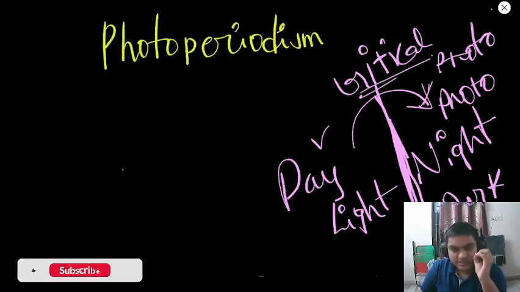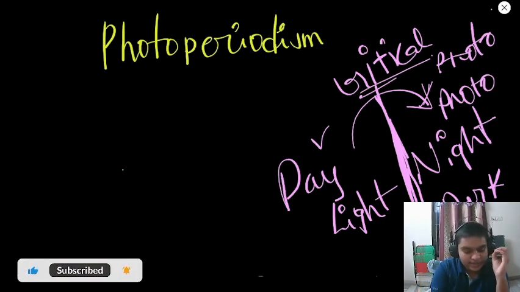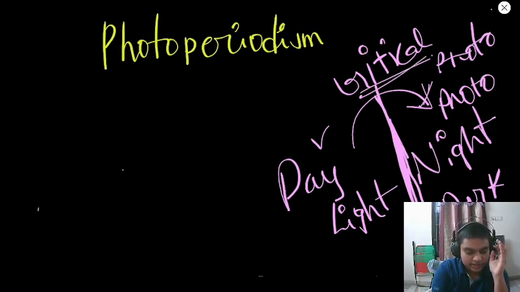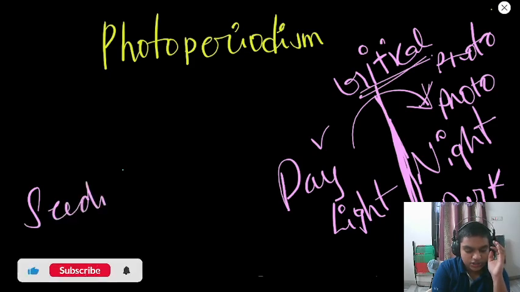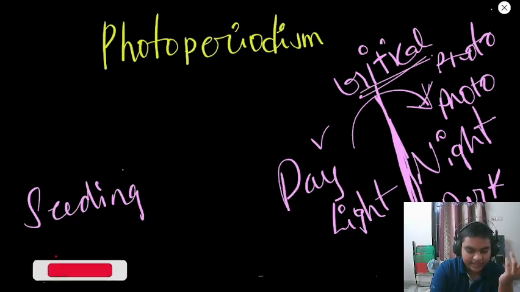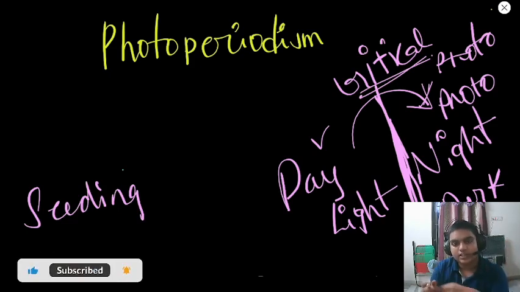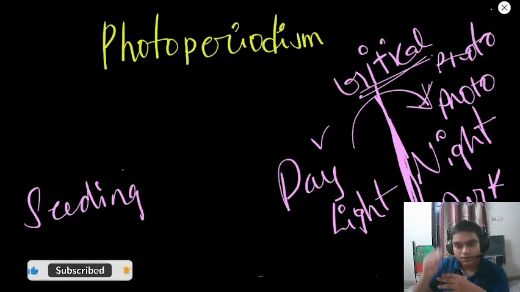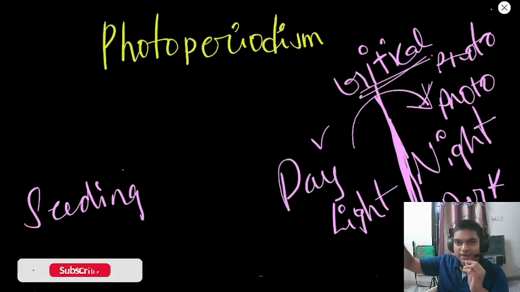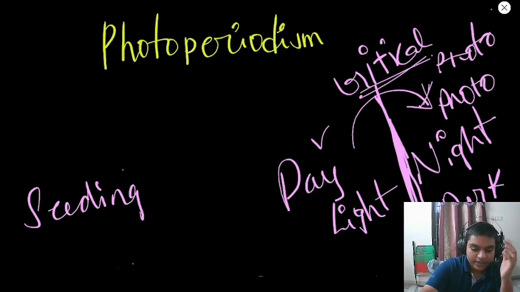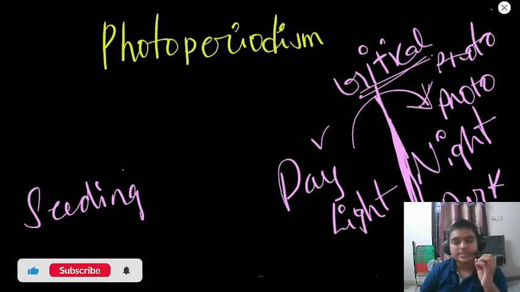Now what happens is, while the plants are growing from seedlings, germination happened, seedlings came, there are plantlets forming. From there they mature enough and produce flowers. During this flowering, photoperiodism plays a very important role in plants.